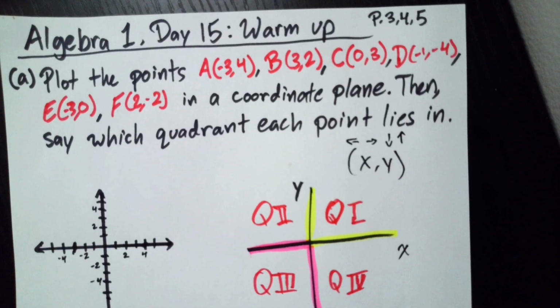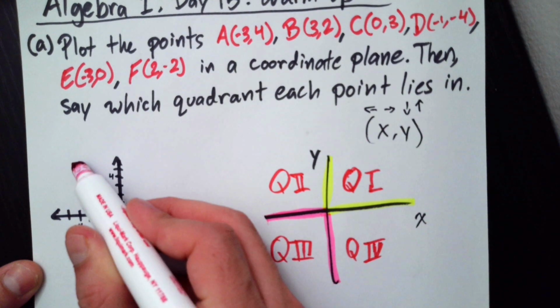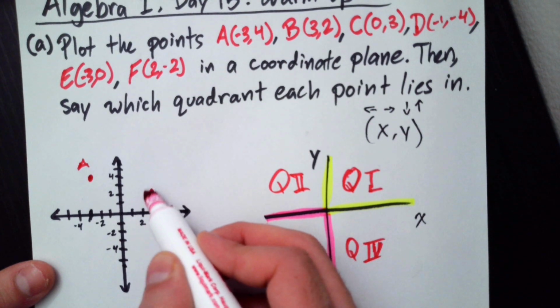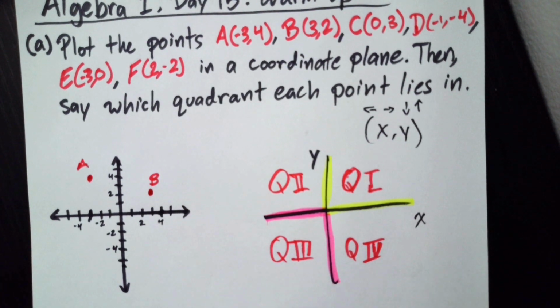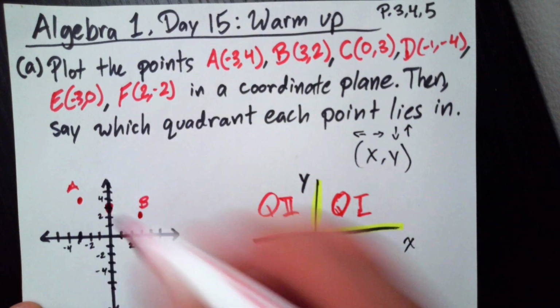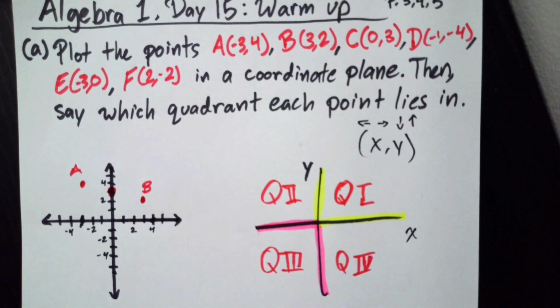So let's see if we can plot A. A is negative 3 and 4, so that should be right here, minus 3 and then 4 up here. B is 3 and 2, right there. C is 0 and 3. Now because it's 0, it doesn't have a sign, I don't move anywhere from left to right, so I stay in the middle, and then I just go up 3 steps. So I'm going to be right on the positive y-axis.